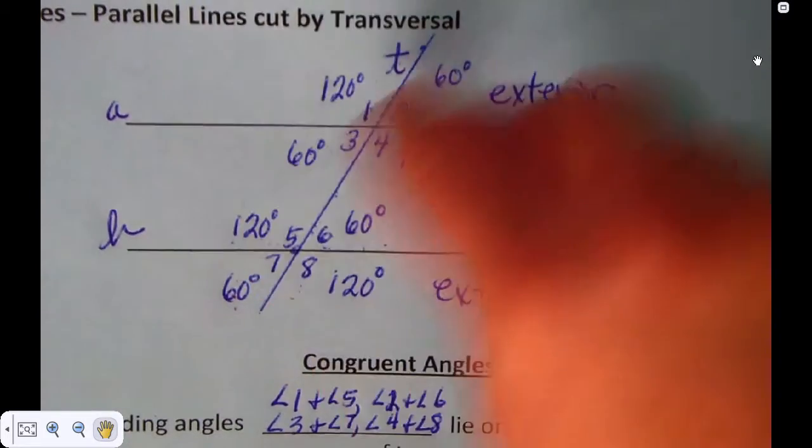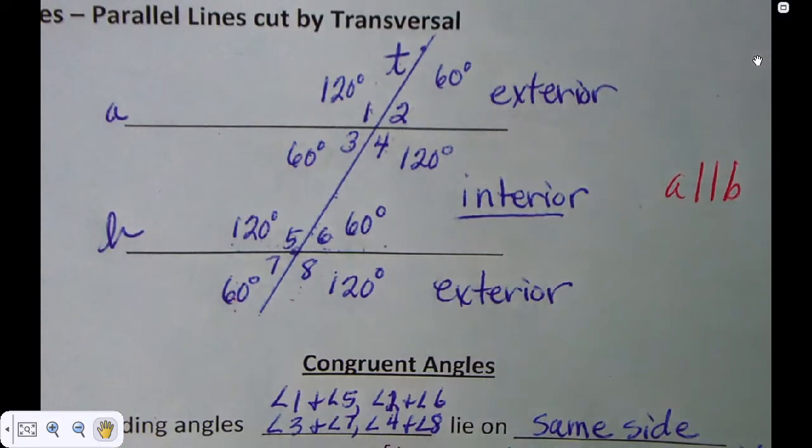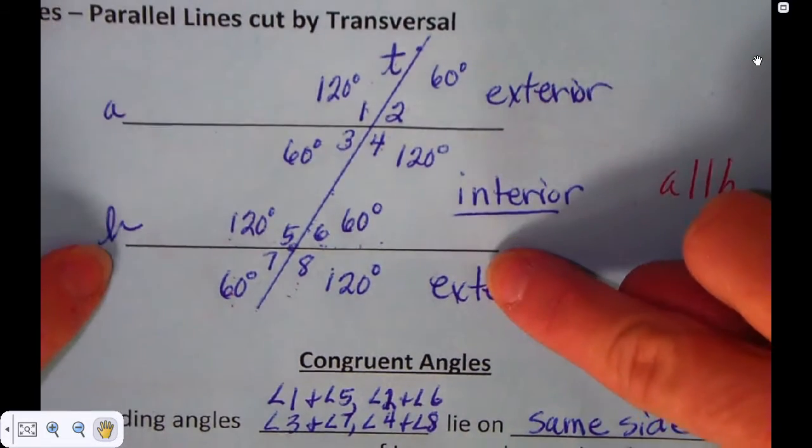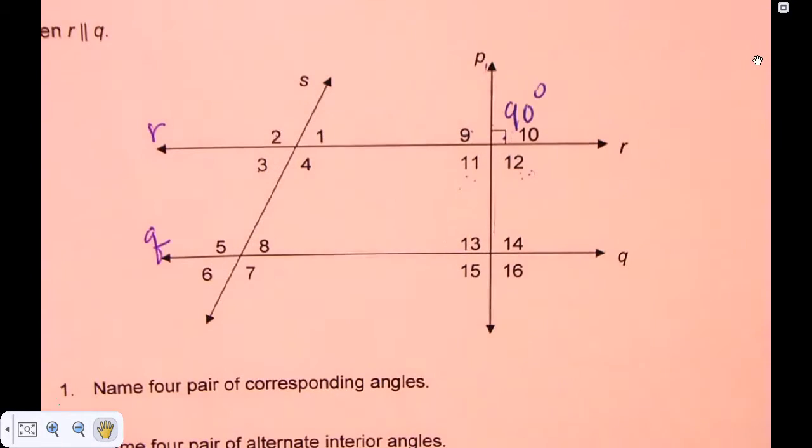Did you also notice that you use the same 2 numbers everywhere? So once you know one number, you know them all. Once you find one number, then you can get all the angles, as long as these 2 lines are parallel. Okay, so here we go.